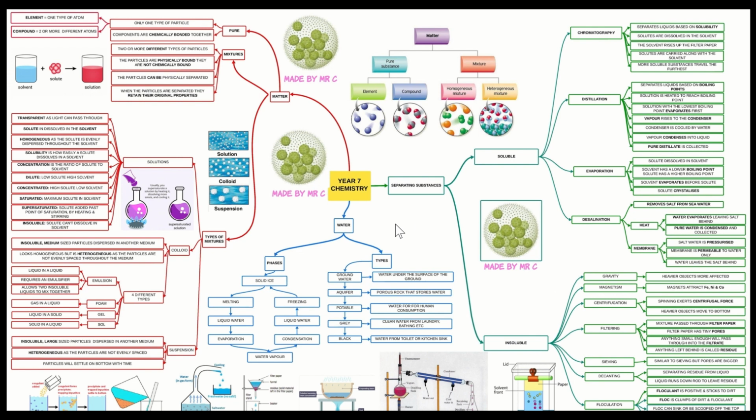With water, we go through the phases, which are solid, liquid, and gas. If we start with solid ice, it then melts to become liquid water, which then evaporates to become water vapor. Now, water vapor can condense back into liquid water, and liquid water can undergo freezing to become solid ice again.